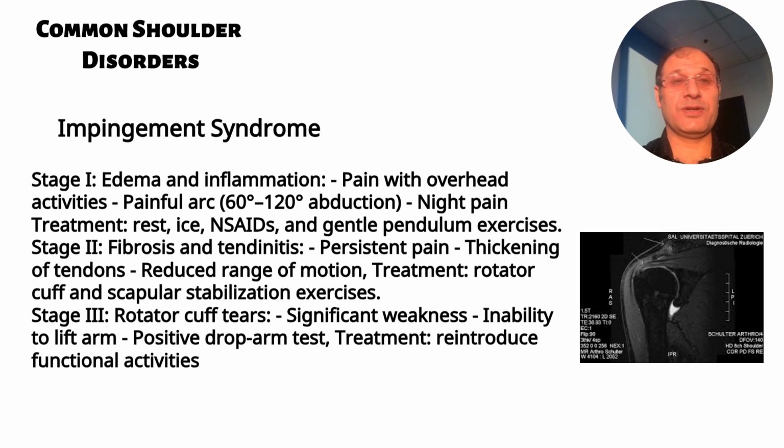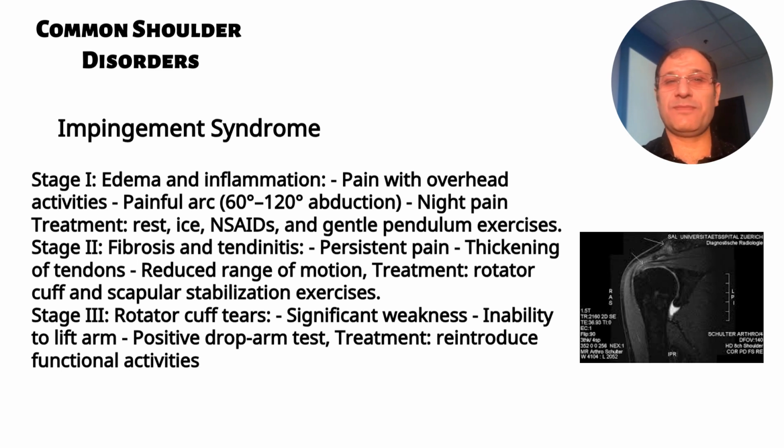Impingement syndrome occurs when the rotator cuff tendons or subacromial bursa are compressed beneath the acromion. Neer classified it into 3 stages. Stage 1, edema and inflammation. The clinical features of this stage are pain with overhead activities, painful arc, 60 degree, 120 degree abduction, night pain.